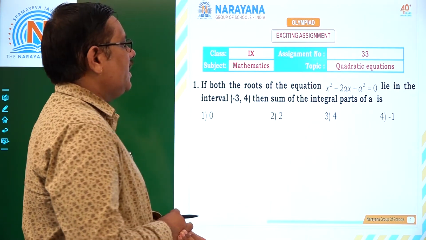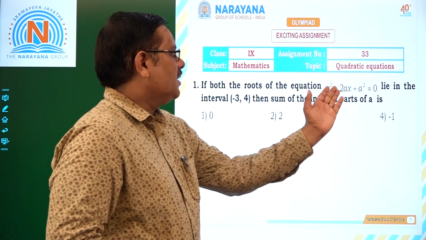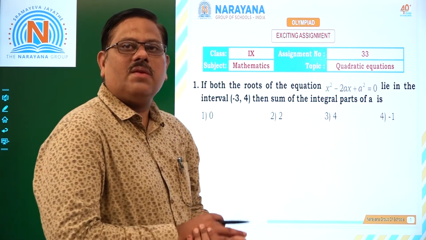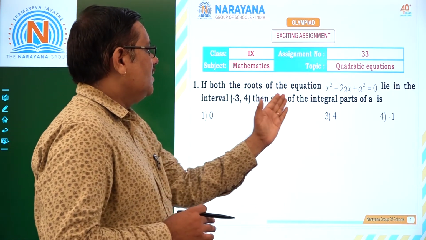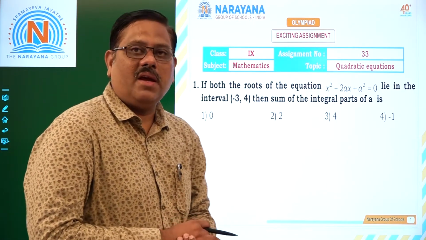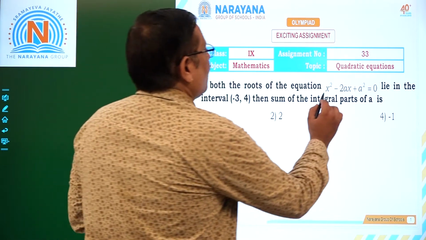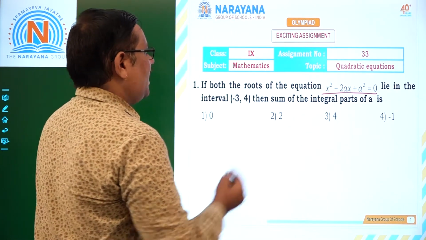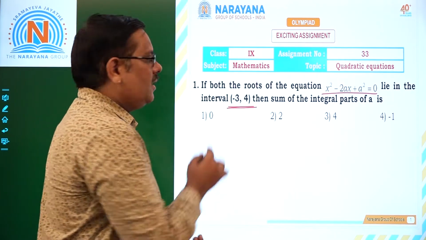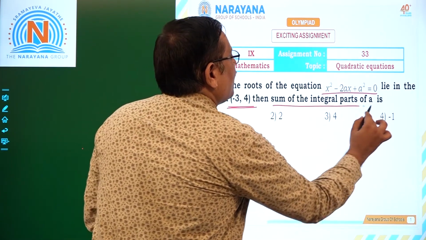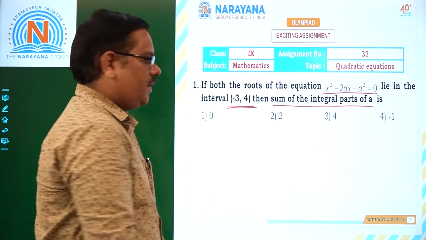If both roots of the equation x square minus 2ax plus a square is equal to 0 lie in the interval minus 3 comma 4, then sum of the integral parts of a. So we are given a quadratic equation. Then he is saying that the roots are lying in minus 3 comma 4. Then sum of integral parts of a. Let us see what it is.